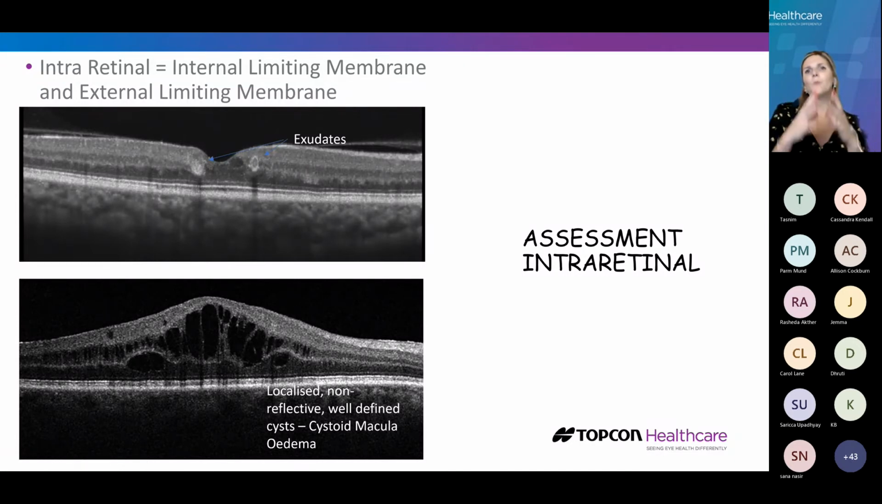Down here in this bottom image, you can see we've got some very localized and very sort of non-reflective, well-defined cysts. And this is typical of cystoid macular edema. Now, important because this patient was a patient who has had a cataract, and they've come back into us, and this is what we've visualized.